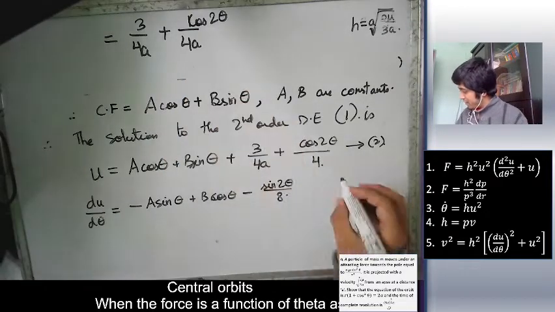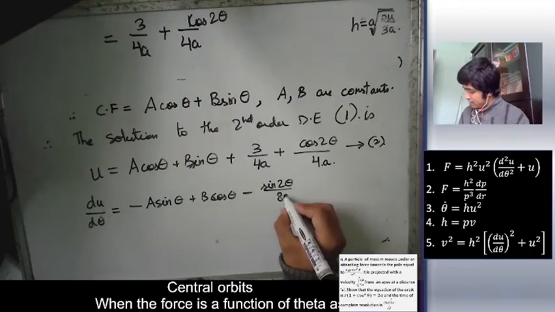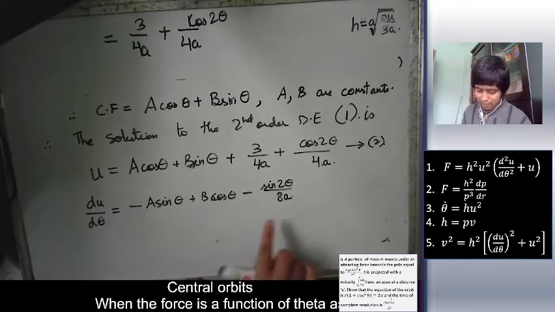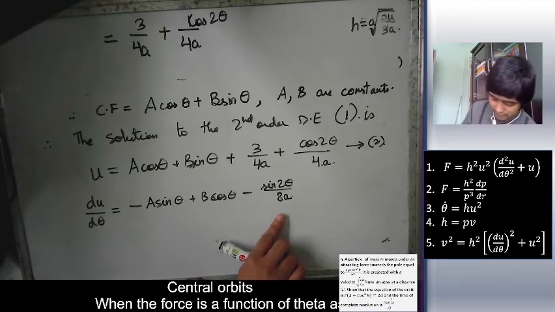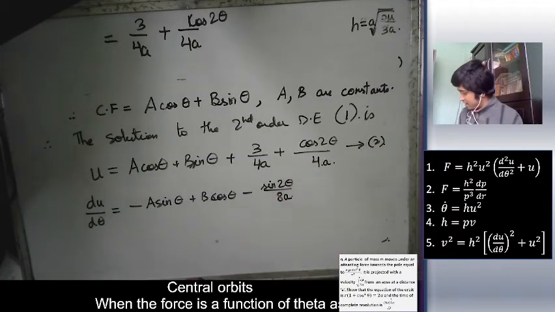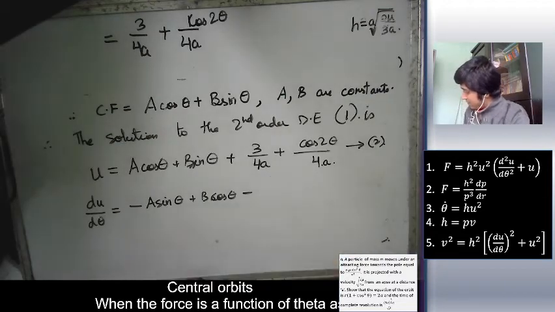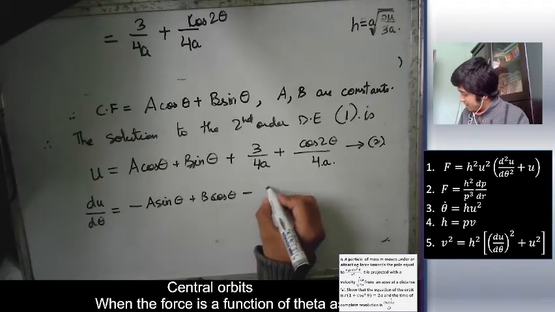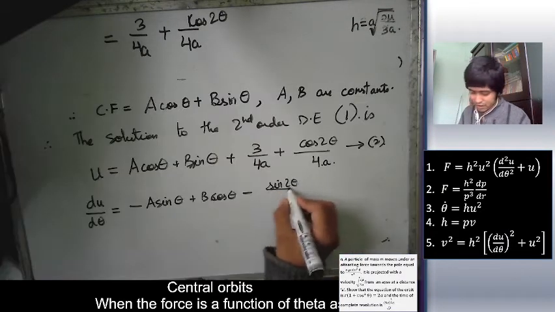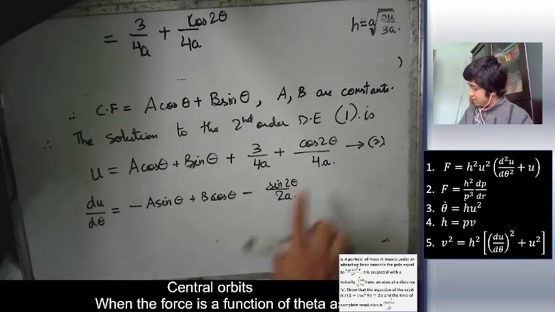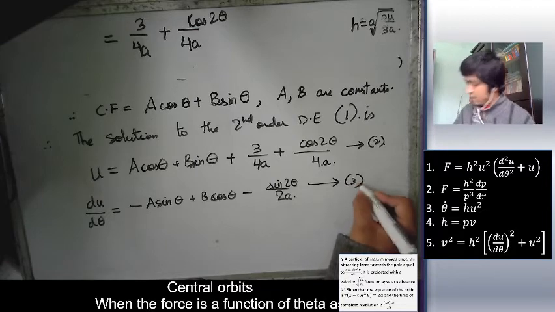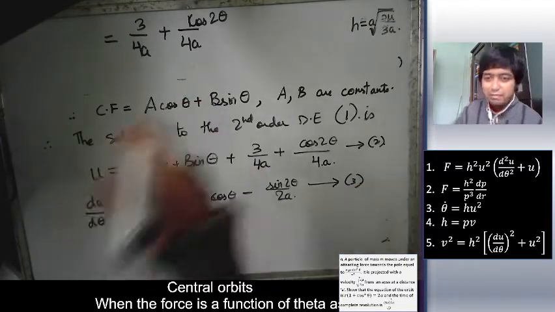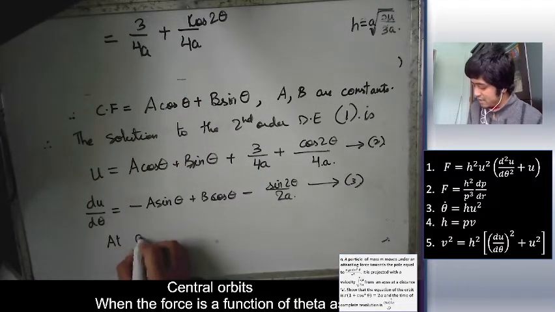This is actually 4a. Okay, so this is what we will be having if you differentiate it. Sorry, I am differentiating. If we differentiate, we will be having minus sine 2 theta upon 2a. Okay, 2 and 4 will get cancelled. Now after doing this, we will need to use the condition at an apse.